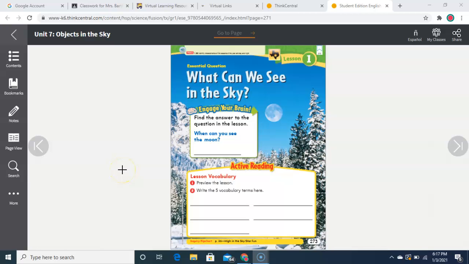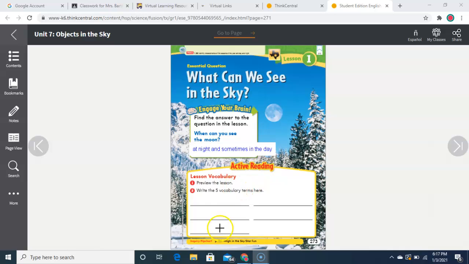Okay, this week in science, we're going to talk about what can we see in the sky. And it asks us the first question, when can you see the moon? Well, mostly at night, right? At night. But sometimes we can see it in the day. In the day. Let's scoot that over. At night and sometimes in the day.